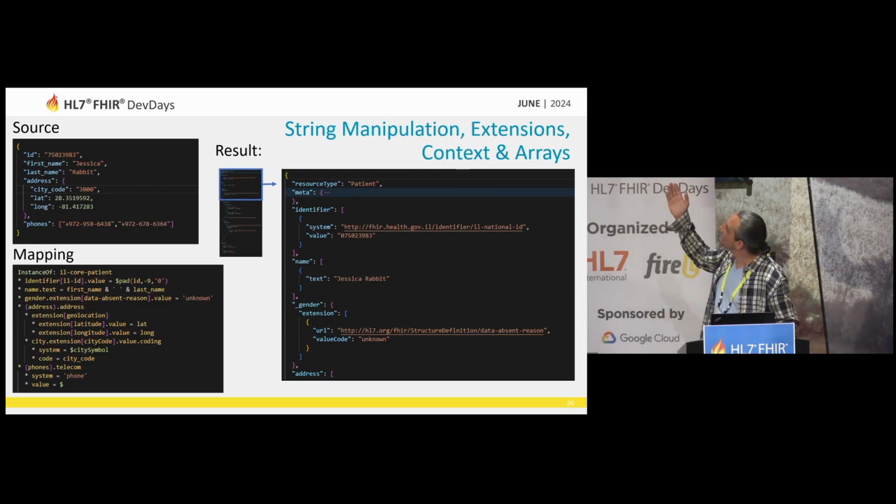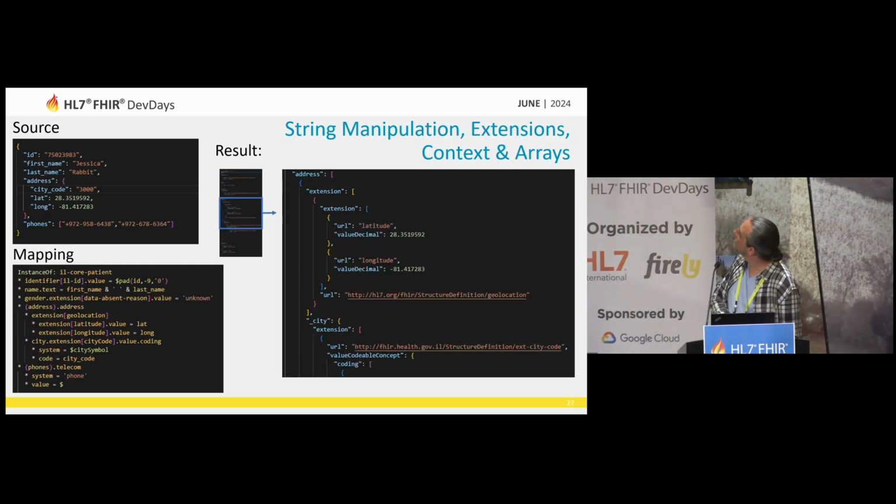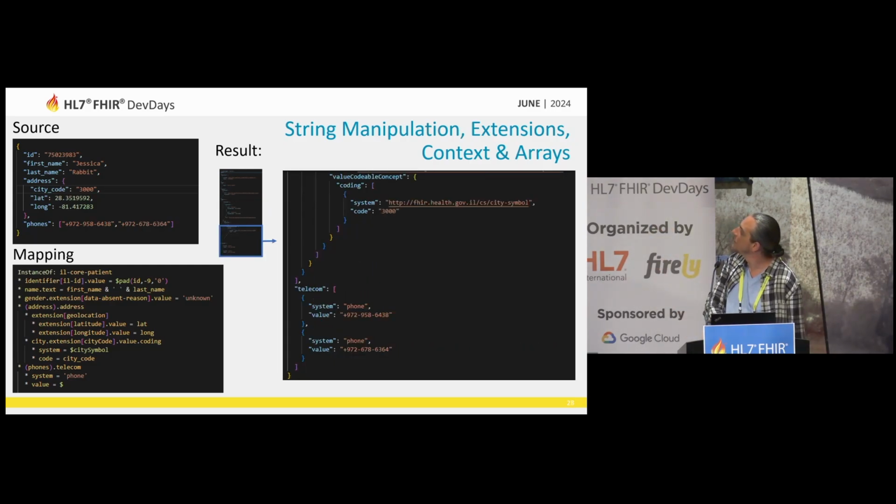So the identifier, obviously, you can see that the slice has a fixed value for the system, and we have that. The name has been concatenated. This trick in the JSON format, when you need to put an underscore, it has been done for you. And let's go on. The complex extension for latitude and longitude. Again, the city with an underscore because it's a primitive and we have an extension on that. And here's the array of the telecom. So as many as we have in the source, this is what we get in the target.